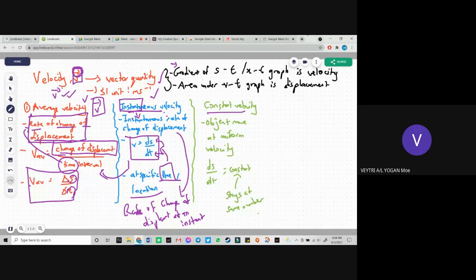Now, constant velocity. Constant velocity ni memang you have to pay attention. Kenapa? Graph will always confuse you. Now, constant velocity is basically object that move at uniform velocity. Uniform ni maksud dia sama. First second pun 5 meter per second. Lepas 10 saat pun 5 meter per second. Maksudnya dia constant velocity. Dia punya formula ds over dt atau displacement over time. Tapi jawapan dia akan selalu sama. Kenapa? Constant velocity. Alright? That is for velocity.